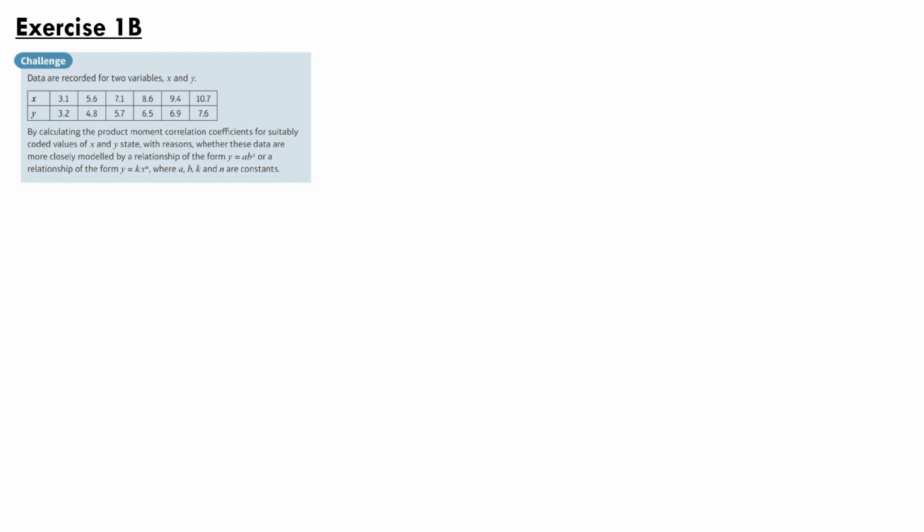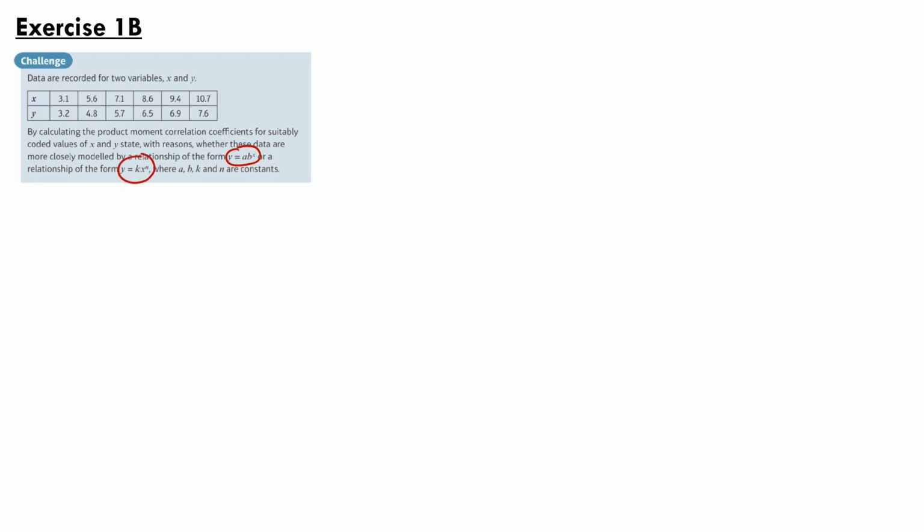Then for exercise 1B, again we've got another table with some data for two variables, x and y. We're asked to calculate the PMCC for suitably coded values of x and y and state with reasons whether the data is more closely modeled by a relationship of the form y equals a b to the power of x, or by a relationship of the form y equals k x to the power of n.